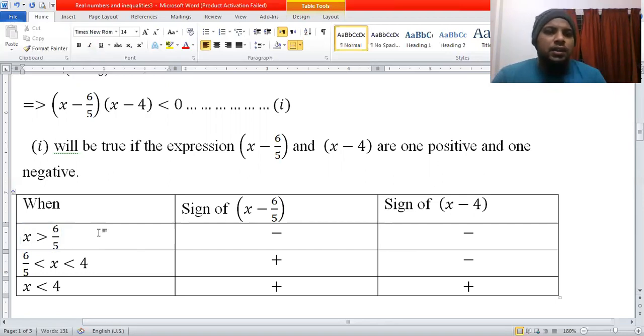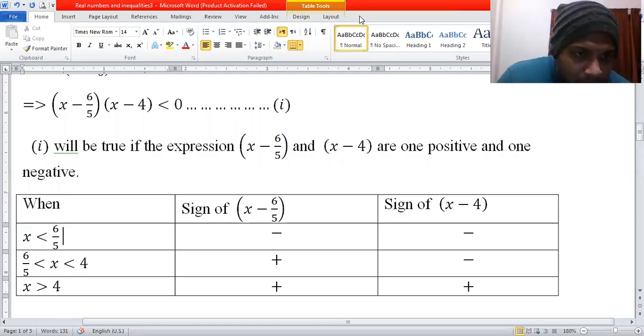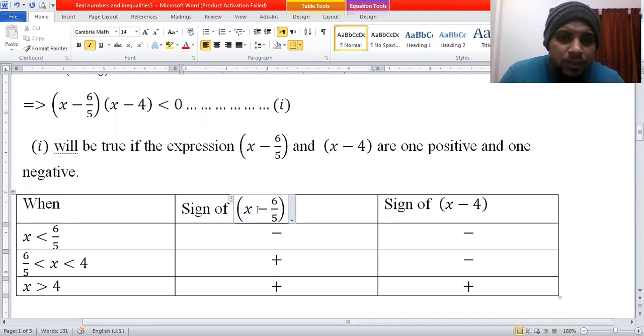Okay, when x is less than 6/5, then both will be negative. For example, if x is less than 6/5, then it will be negative, and x minus 4 must also be negative because 6/5 is much less than 4. That's why both are negative, so it will not satisfy our condition.